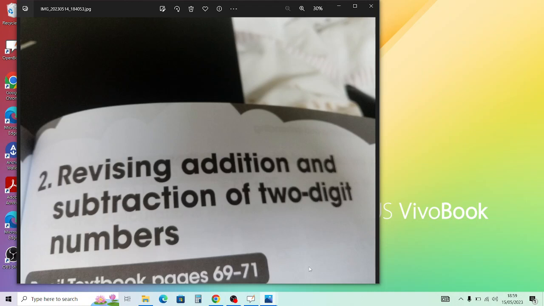Question 6, write greater than or less than. Again, 26 take away 7. You don't need to work it out because that's obviously going to be less than 26. And you're getting familiar with centimeters and meters.